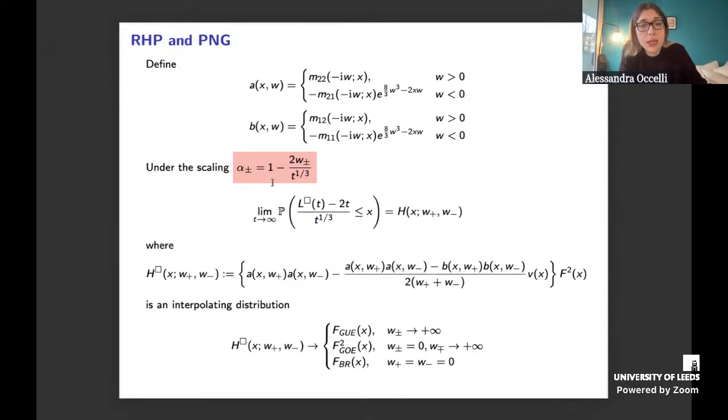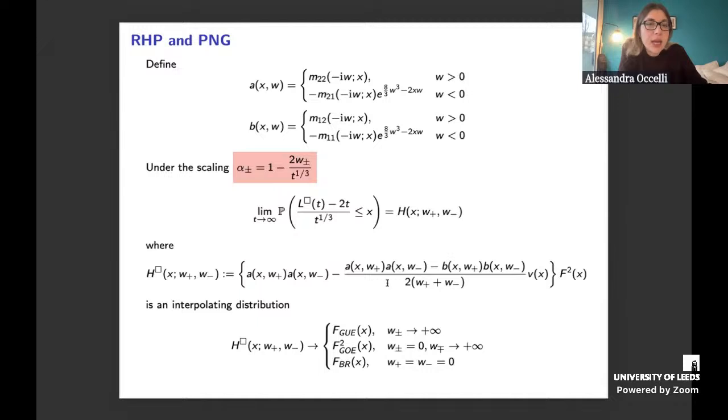So in the limit for t going to infinity, the fluctuation of the height function, or the length of the longest path, or the longest increasing subsequence, will be described by this distribution H that will depend on the parameters w plus and w minus, and is expressed in the following form. It is expressed in terms of this A and B function, the solution to the Riemann-Hilbert problem that we just saw, and F squared. So this will be the GUE Tracy-Widom distribution.